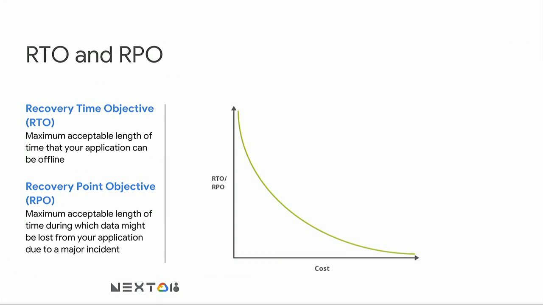So the smaller the RTO and RPO value, it has an asymptotic impact on your bottom line, i.e. it's likely to cost more because you're going to have to build more resilience into your environment.